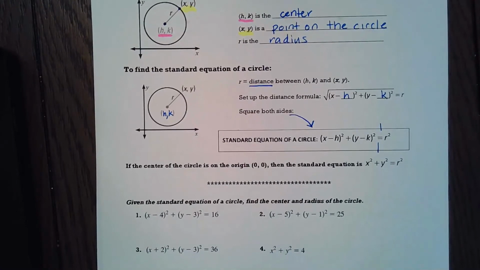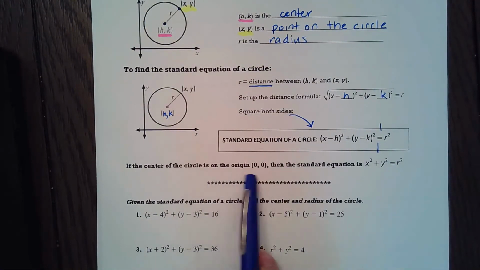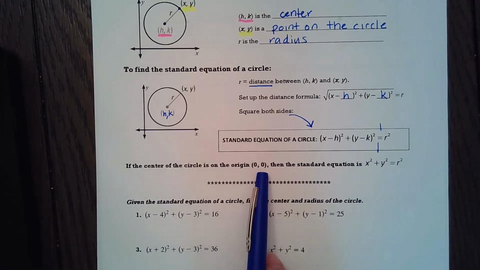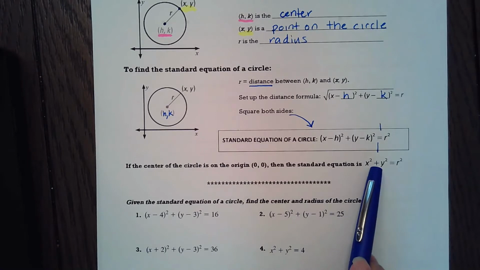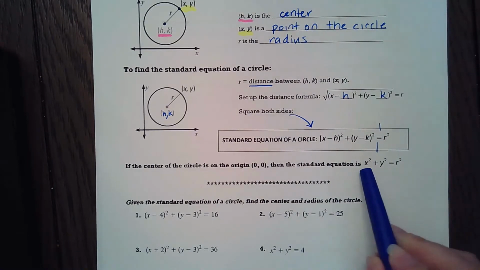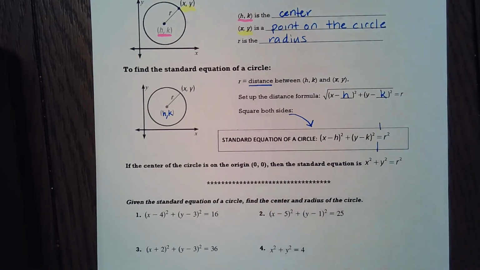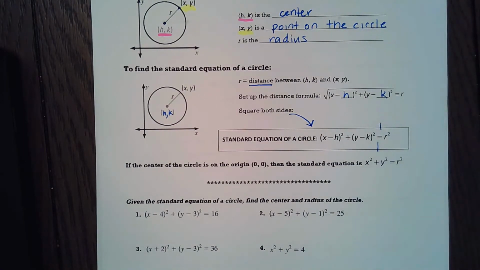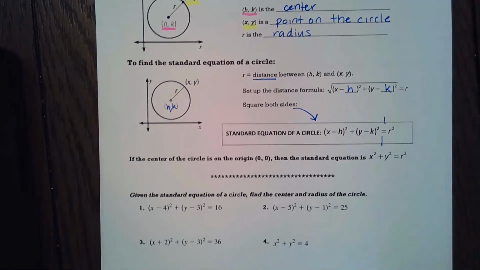Now, there's a special case where the center of the circle is on the origin, which you all know is (0, 0). Then the standard equation is x squared plus y squared equals r squared. Notice there's nothing being added or taken off of the x squared because it's 0, and same thing for the y. So nothing changes. We'll do a couple examples of those so that it makes a little bit more sense.